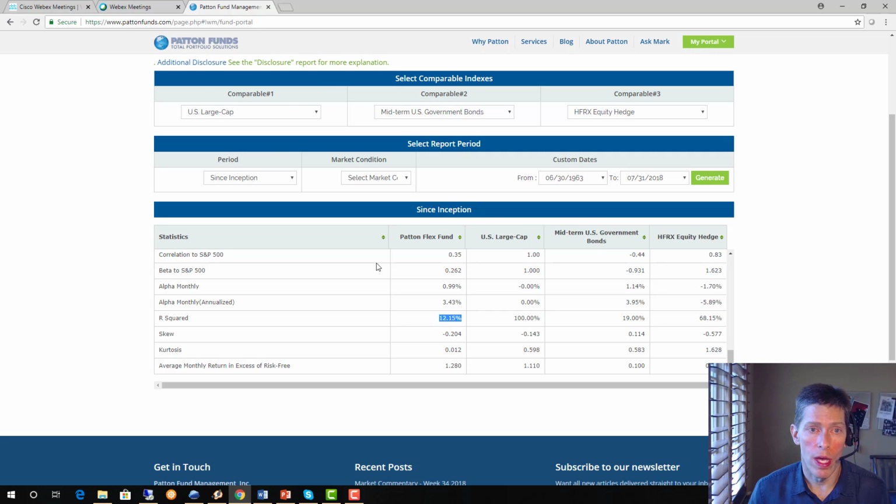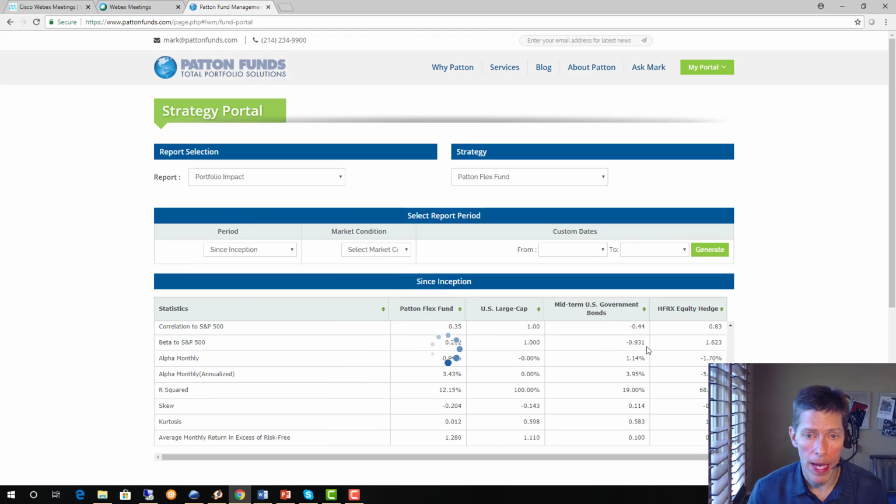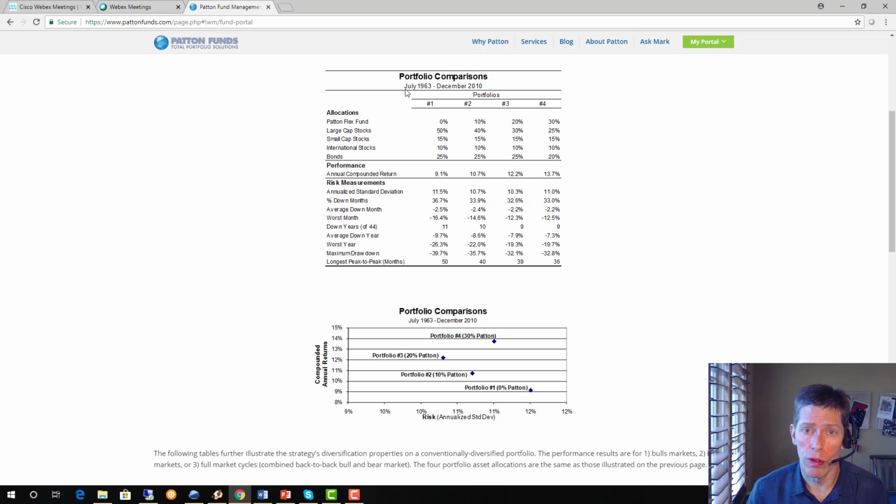The question, I believe, for investors is how does this impact a portfolio? And I'll just briefly highlight this in two different ways and we'll wrap up here. So the portfolio impact, we scroll down here and we simply have shown some research on 4 different portfolios. The portfolio on the left-hand side has no Patton in it. So you'll see 0 here for Patton, and you'll see it's in large and small stocks, international stocks, and bonds. So that's portfolio 1, no Patton.